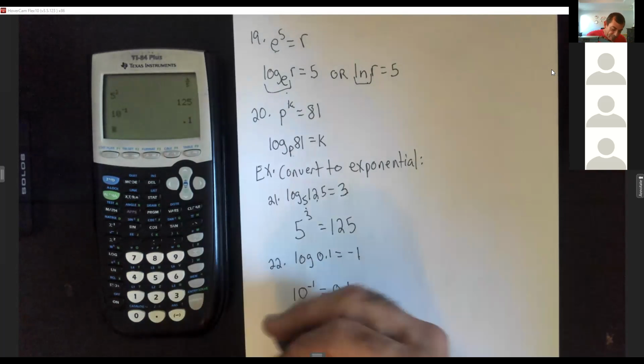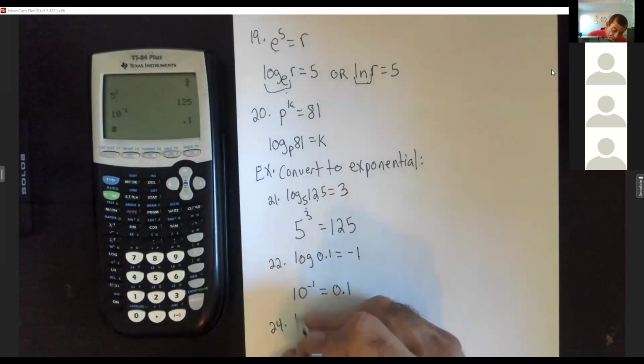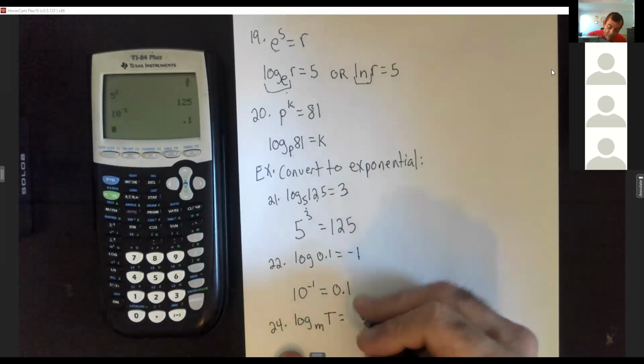All right, so I'm going to do 24. 23 was just like that one. 24 I wanted to do because it's a bunch of letters. Log m of t equals -y.